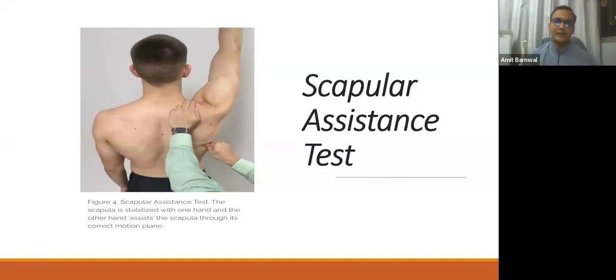How would you know whether this is positive or not? If the patient complains of pain without assistance, and the pain goes away or is reduced with the assistance, then we can say that this test is positive.